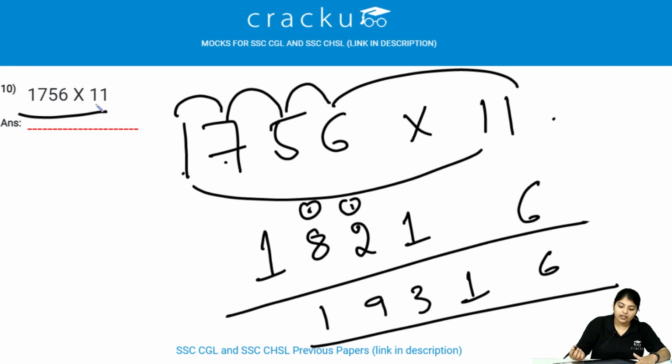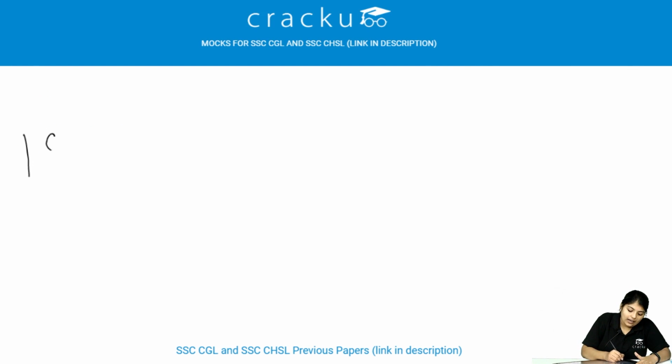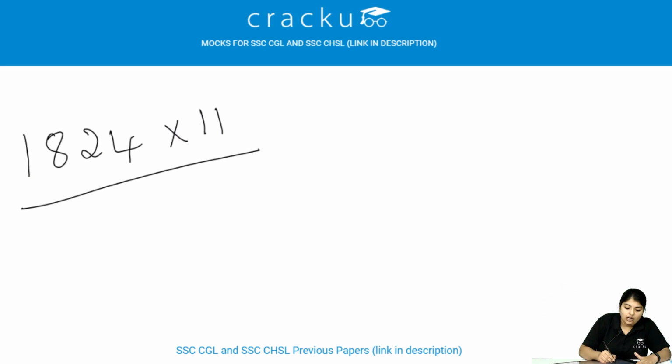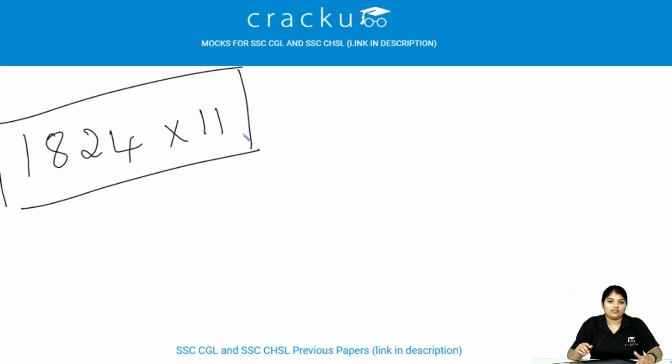And I am going to give you a homework problem, that is 1824 into 11. Let us see how many people will solve this. Please give your answer in the comment box. Okay. Now we will see the next level problems, that is 5-digit numbers.